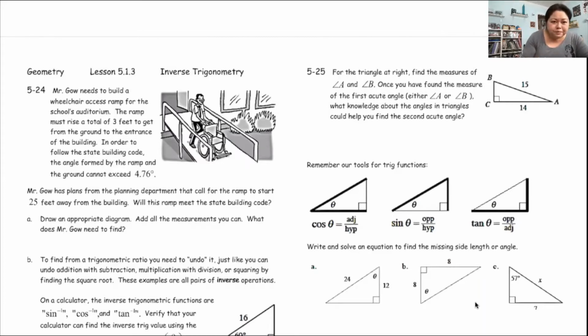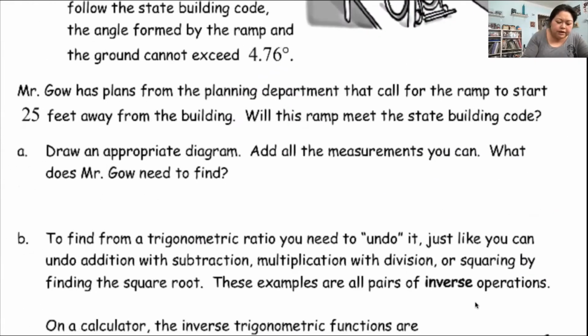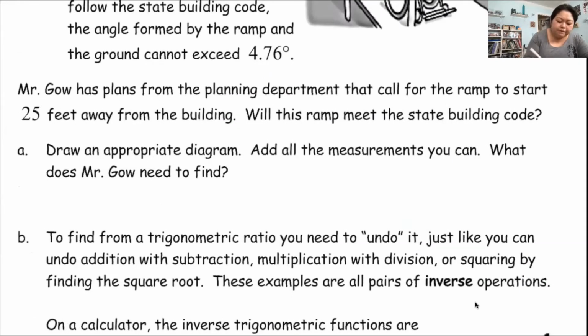So let's see. The ramp must rise a total of 3 feet to get from the ground to the entrance, right? So I'm going to zoom in a little bit here and show you what we're talking about. So here is the ground, right? And here is the building. And I think the doorway is right here. The doorway has to be a little bit above, right? So this is my door. I'm going to do a little doorknob here to open the door for you. And you can see this is 3 feet, right?